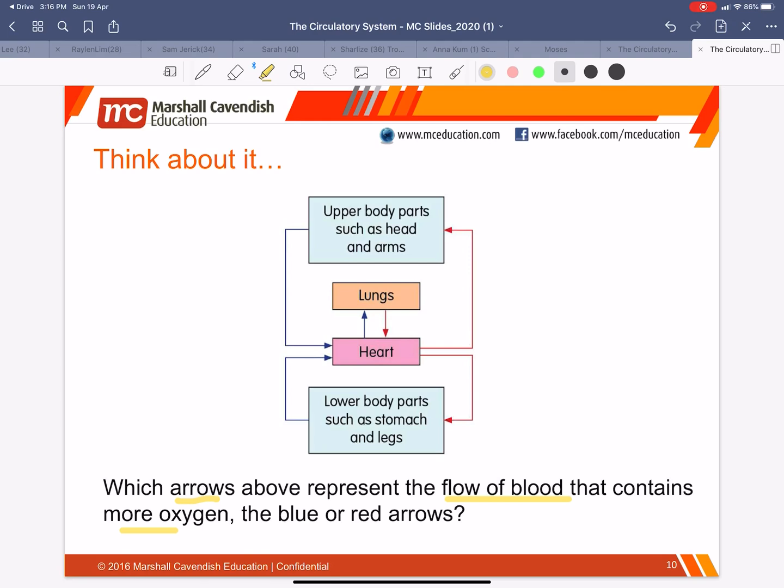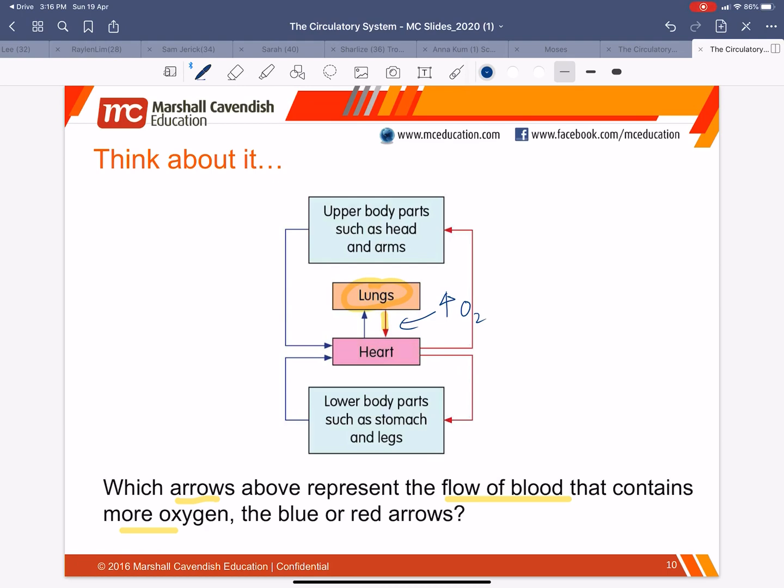So, before I begin, we should always think about, where do you think oxygen comes from? So the point of origin of oxygen would definitely have to come from your lungs, right? So I'm going to say that the blood that is coming out of your lungs over here has the highest amount of oxygen.